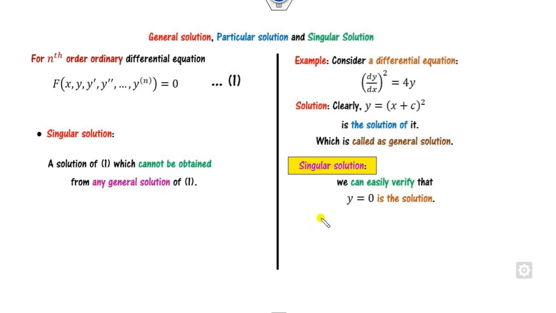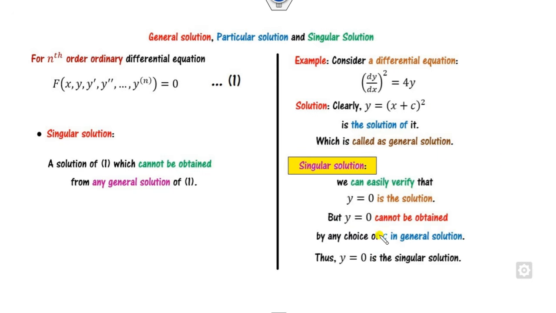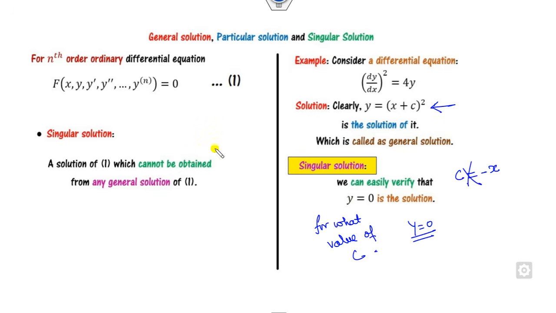But for what value of c can you get it? For what value of the arbitrary constant c can you impose so that y equals 0? You can't take c equal to minus x, because that is not a constant. So it means y equals 0 cannot be obtained from the general solution. But it is still a solution, so that's why this is called the singular solution. That's why the definition of this is a solution which cannot be obtained from the general solution. So this is the way you can find the singular solution. But how you can find the general solution, that we will discuss in a later class.